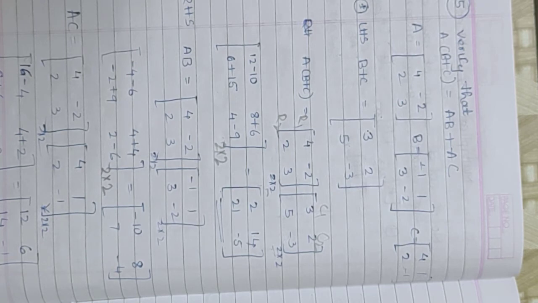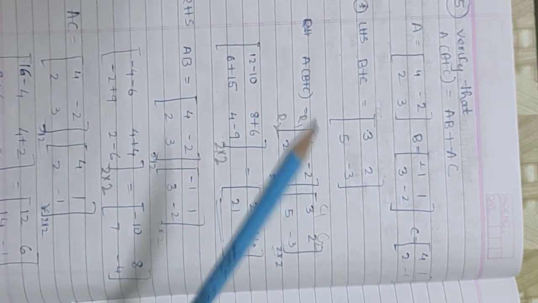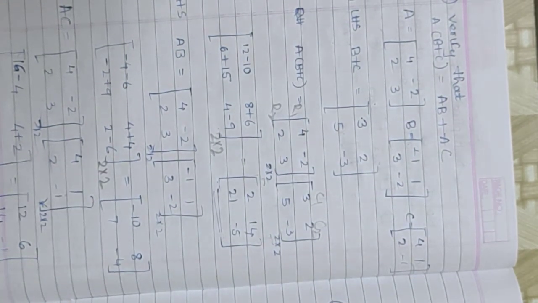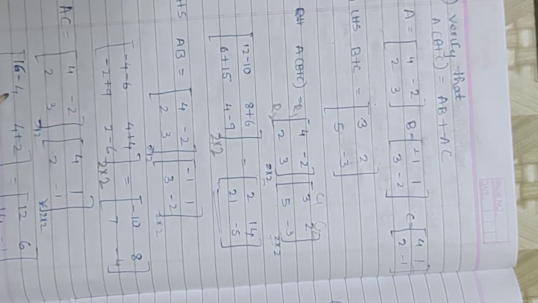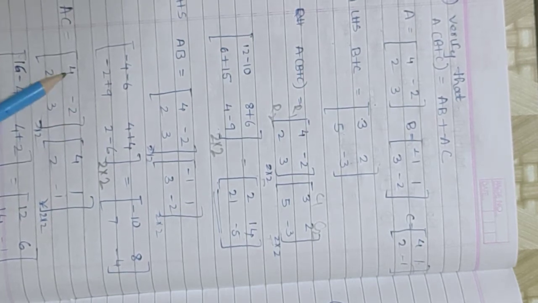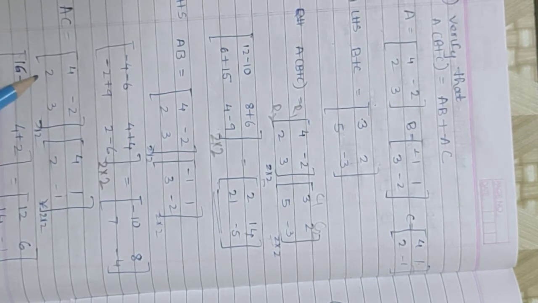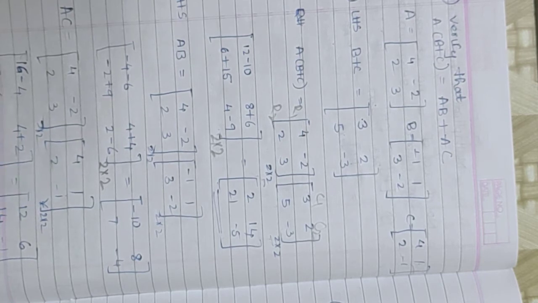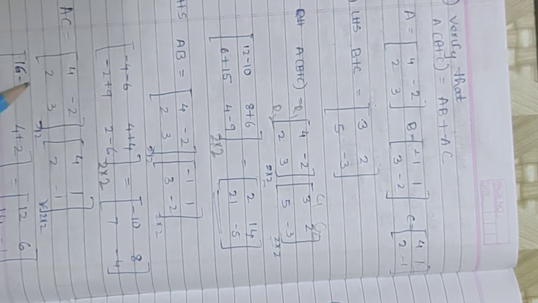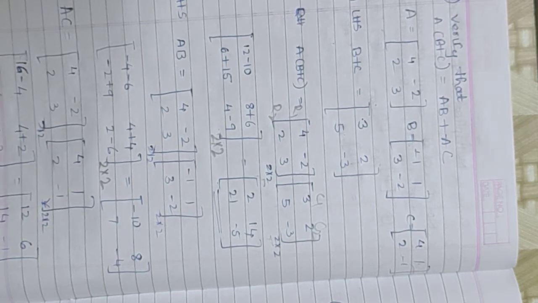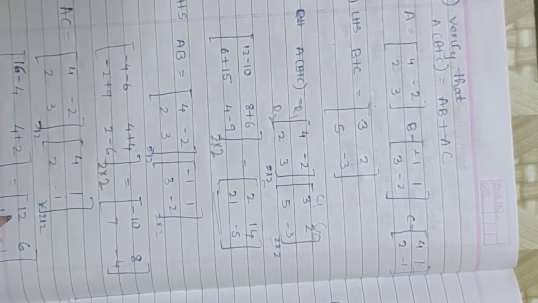Now AC. Write first A, then write this C matrix here and carry out the multiplication. In the same way, 4 into 4 is 16. Minus 2 into 4 is minus 4. 4 into 1 is 4. Minus 2 into minus 1 is 2. Now we'll take second row. 2 into 4 is 8. 3 into 2 is 6. 2 into 1 is 2 and 3 into minus 1 is minus 3. So our resulting matrix is 12, 6, 14, minus 1.